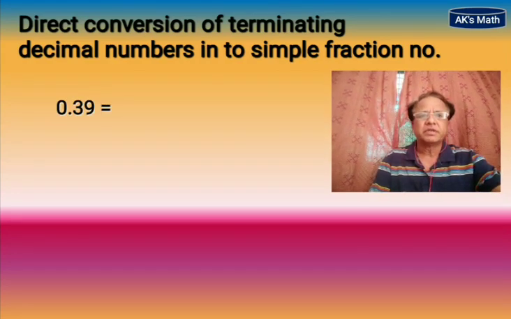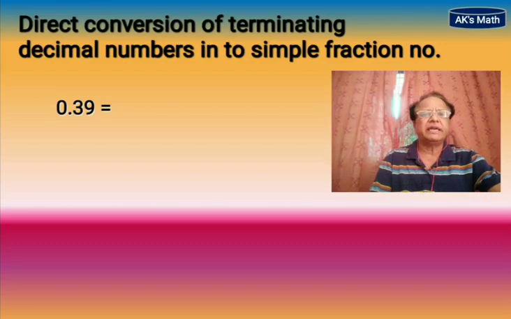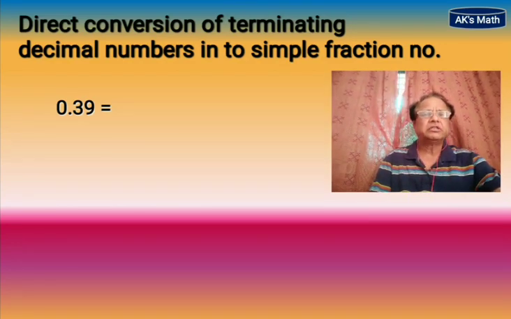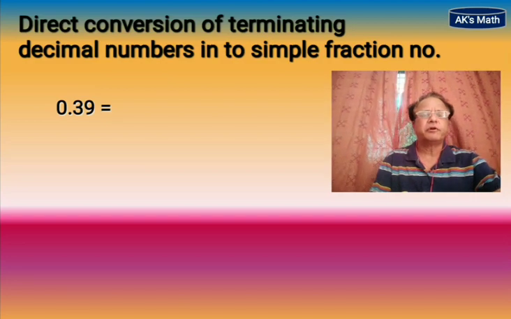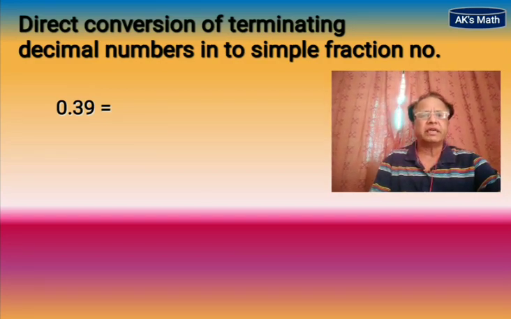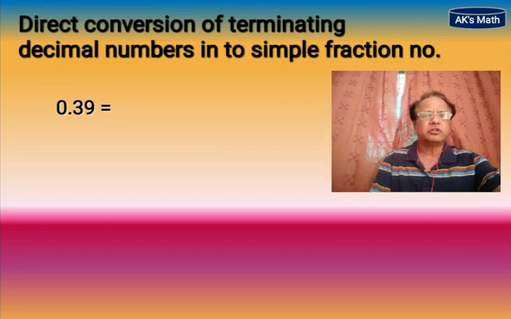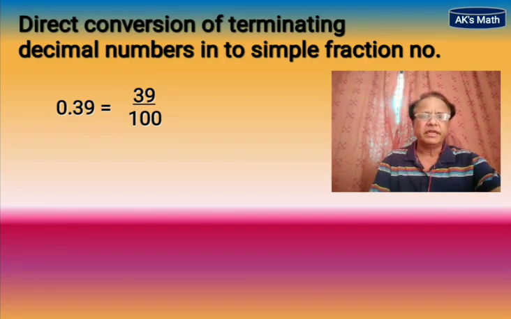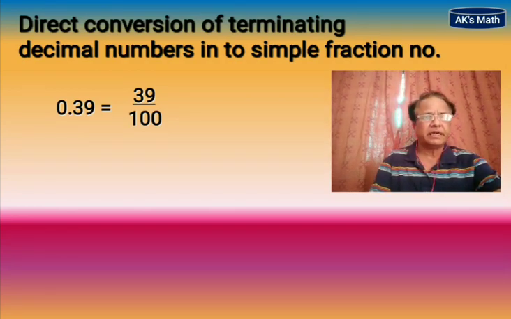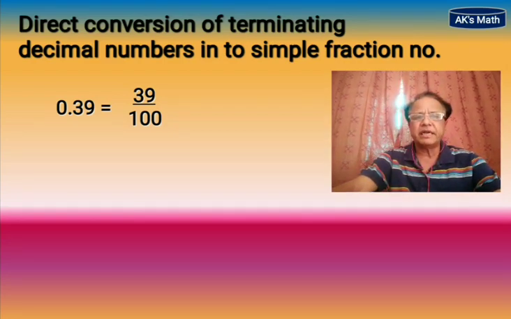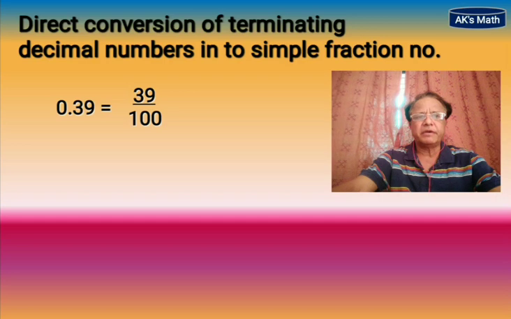Look at this one. At first, if a terminating decimal number is given, look at 0.39. There is no dot dot dot symbol, nor any dot at the head of any digit. So such a number we can easily convert into a simple fraction. We just have to write it as 39 by 100. If there is any common divisor between 39 and 100, then we can divide it. Otherwise, we keep it like this.